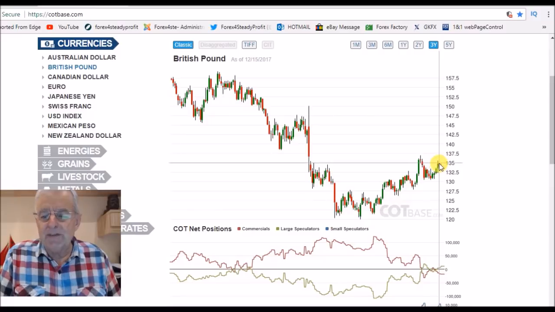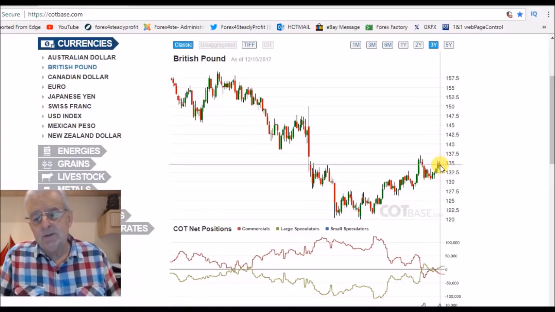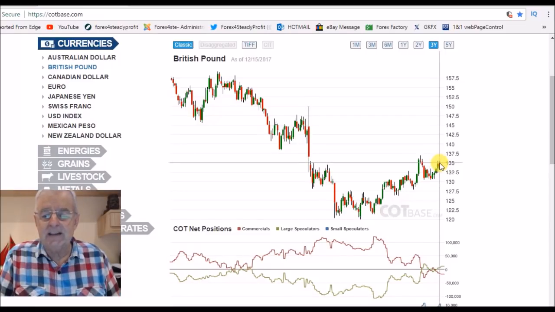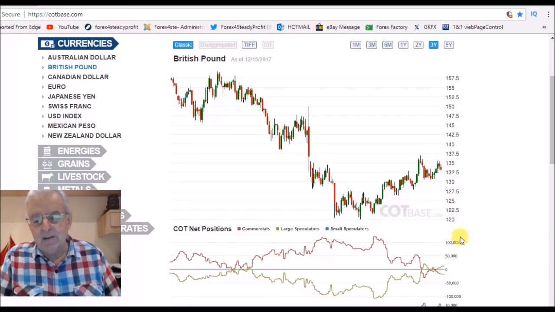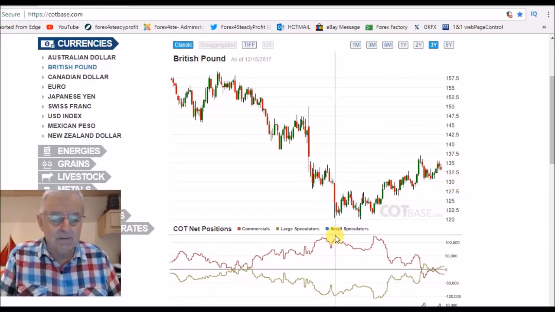There's going to be more trouble on that. And also we had a bit of weakness in the dollar. So that's all helped. So we've had a little bit of a rise back up, but I believe this is now going to fade, and we're going to get down to somewhere about the 129 level soon.